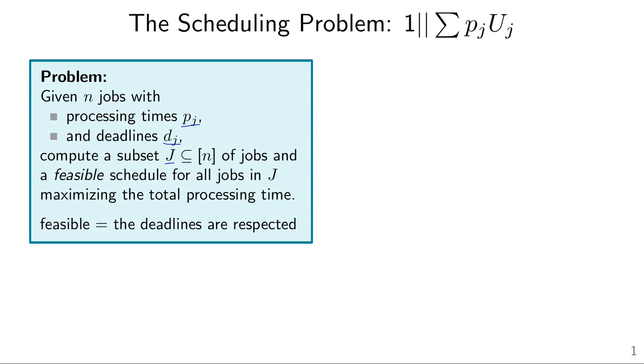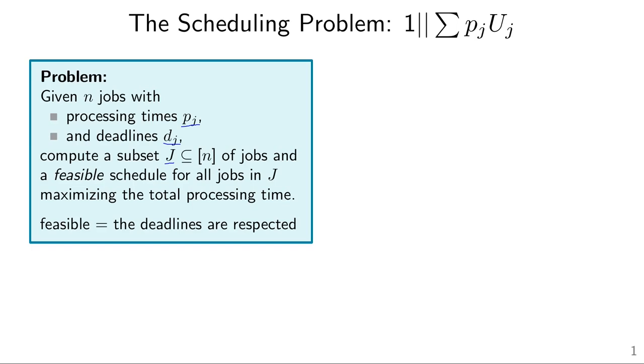Alternatively, as we, for instance, did in our title, you can refer to this problem as a minimization problem. Then the objective is to minimize the processing time of all jobs outside of J, of all tardy jobs, as we say. Now, this is arguably one of the easiest scheduling problems you can think of. There is very few data associated to an instance, and obviously the objective is very simple.